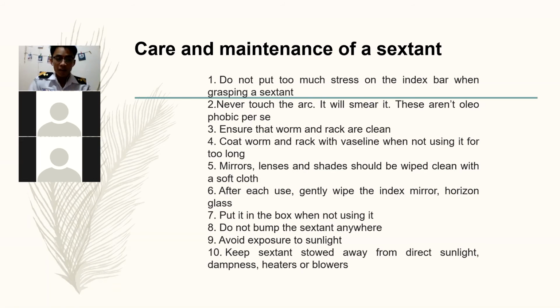Number three is ensure that the worm and rack are clean. Number four is coat the worm and rack with Vaseline when not using the sextant for a long time. The purpose of this is so that it does not get dusty. We all know there is a lot of dust anywhere.